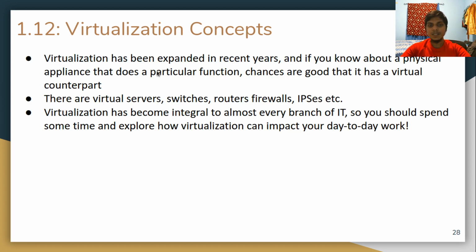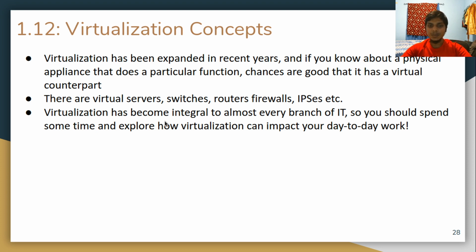So virtualization has been expanded in recent years, and if you know about a physical appliance that does a particular function, chances are good that it has a virtual counterpart. They are virtual servers, switches, routers, firewalls, IPSs, everything. So everything that you know is physical, if you know there's a physical router or a firewall or something from some vendor, chances are there's a virtual version of that on sale right now.